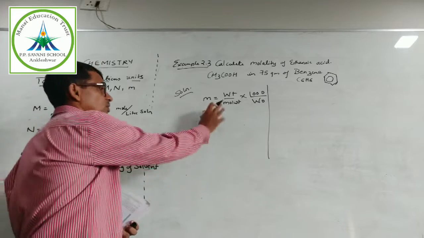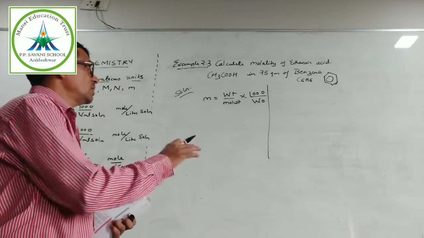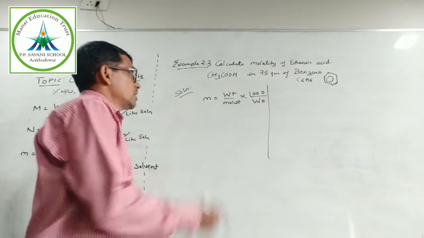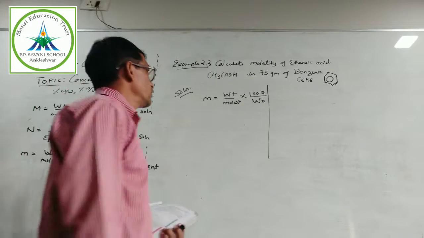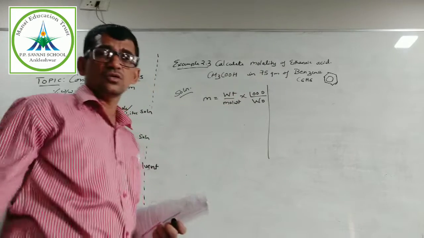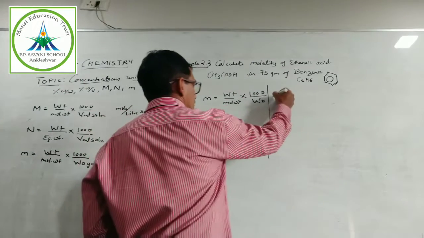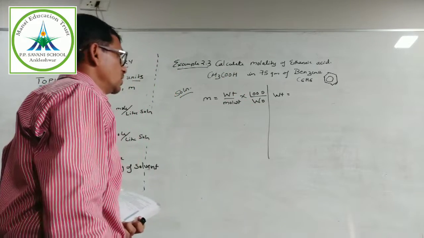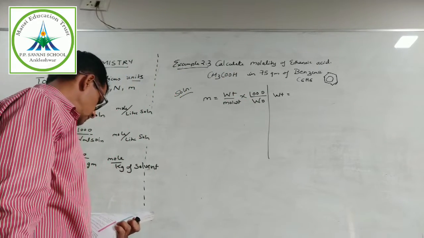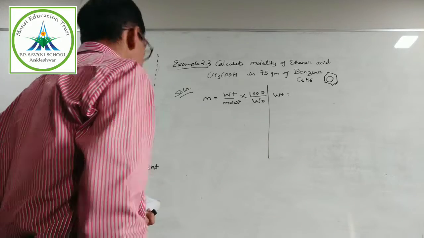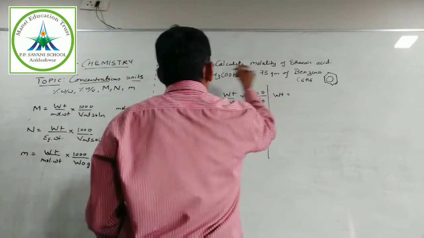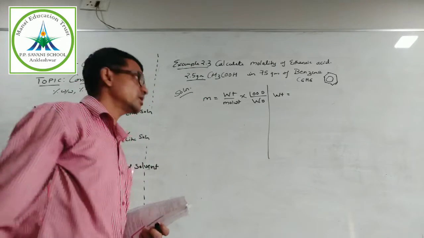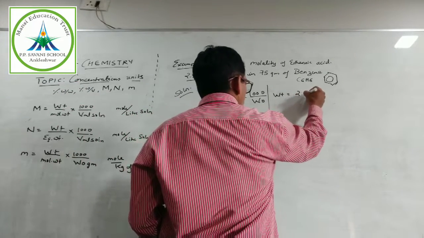So one by one we will put the values and find the molality of acetic acid in benzene. If you add acetic acid in benzene, then what will be its molality? Weight of solute: here we are calculating the molality of ethanoic acid. It is given 2.5 gram. That I forgot. So here weight is 2.5.